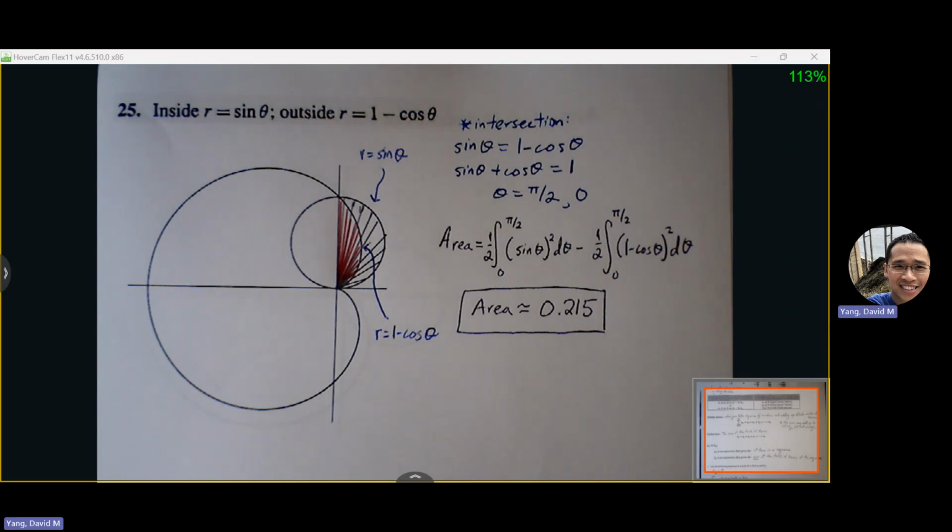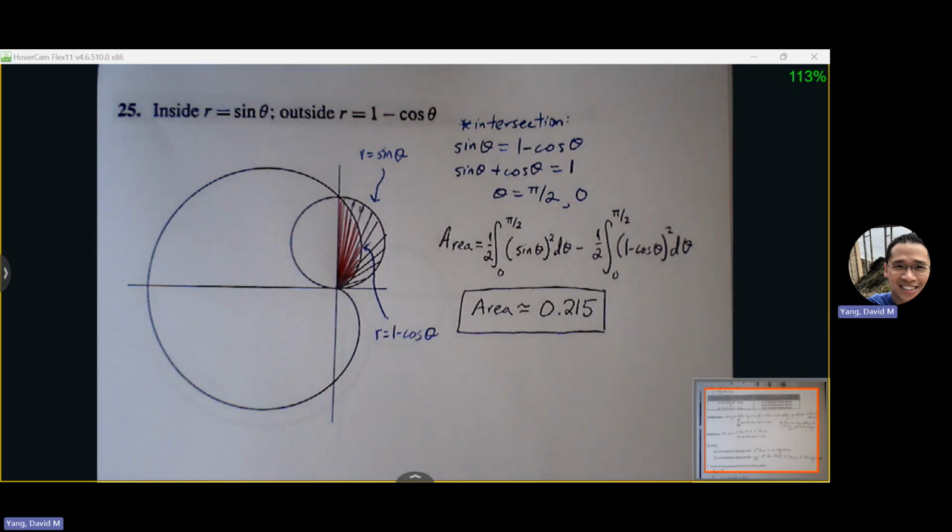So this 25 here, I'm looking for the intersection where sine of theta equals 1 minus cosine theta. It's kind of hard to solve, but if we rearrange it, maybe it's a little bit easier to think about: what theta will allow sine and cosine to add up to be 1? Well, pi over 2 can work because sine of pi over 2 is 1. Cosine of pi over 2 is 0. So 1 plus 0 is 1. So the intersection is at 0 and pi over 2.